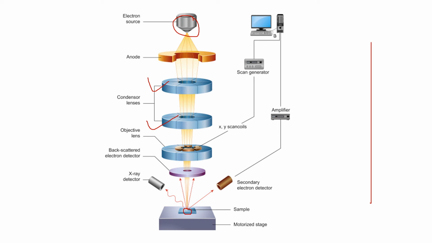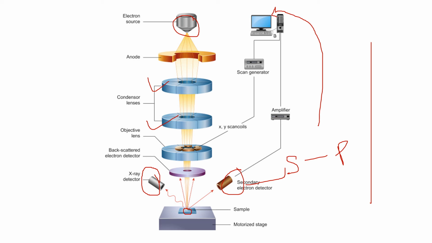This highly pointed beam, when it hits our specimen surface, maybe the external surface or the internal surface, produces secondary electrons along with X-ray radiations. These secondary electrons are detected by the secondary electron detector, X-ray radiations are collected by X-ray detectors, and then finally these secondary electrons go through the scintillator, then through the photomultiplier, and finally on the monitor screen we get our image.